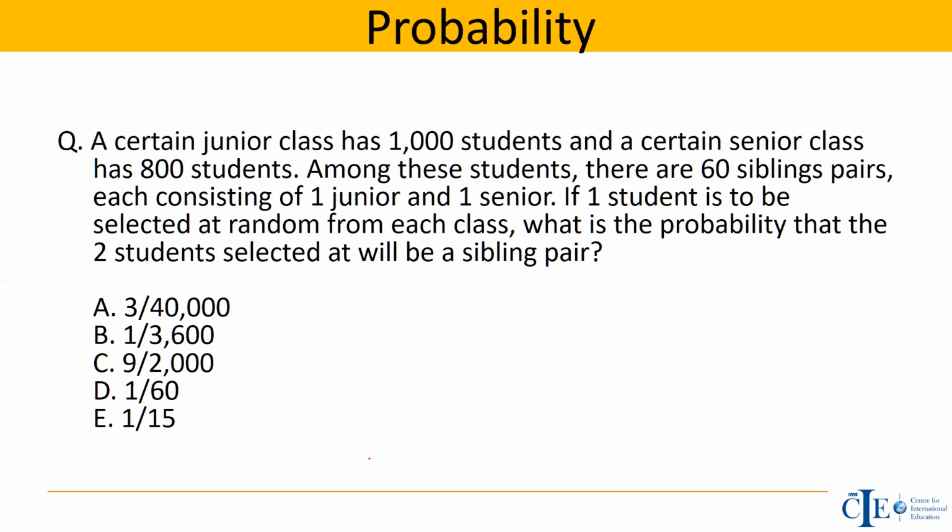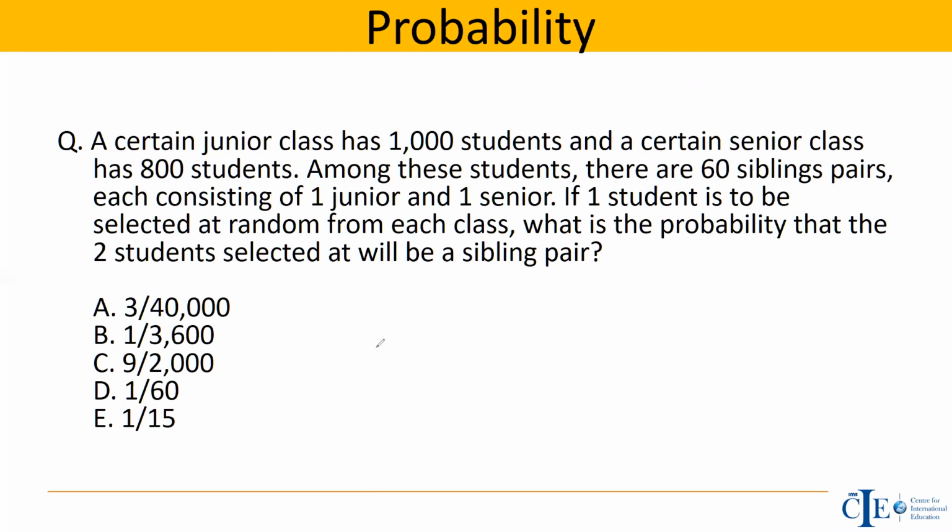Yeah, that's again very simple and straightforward, right? 9 over 2000 or 3 over 40,000. The denominator would be huge, now 1000 into 800. And why 60? Oh, wait. Only one, right? There's only one pair.